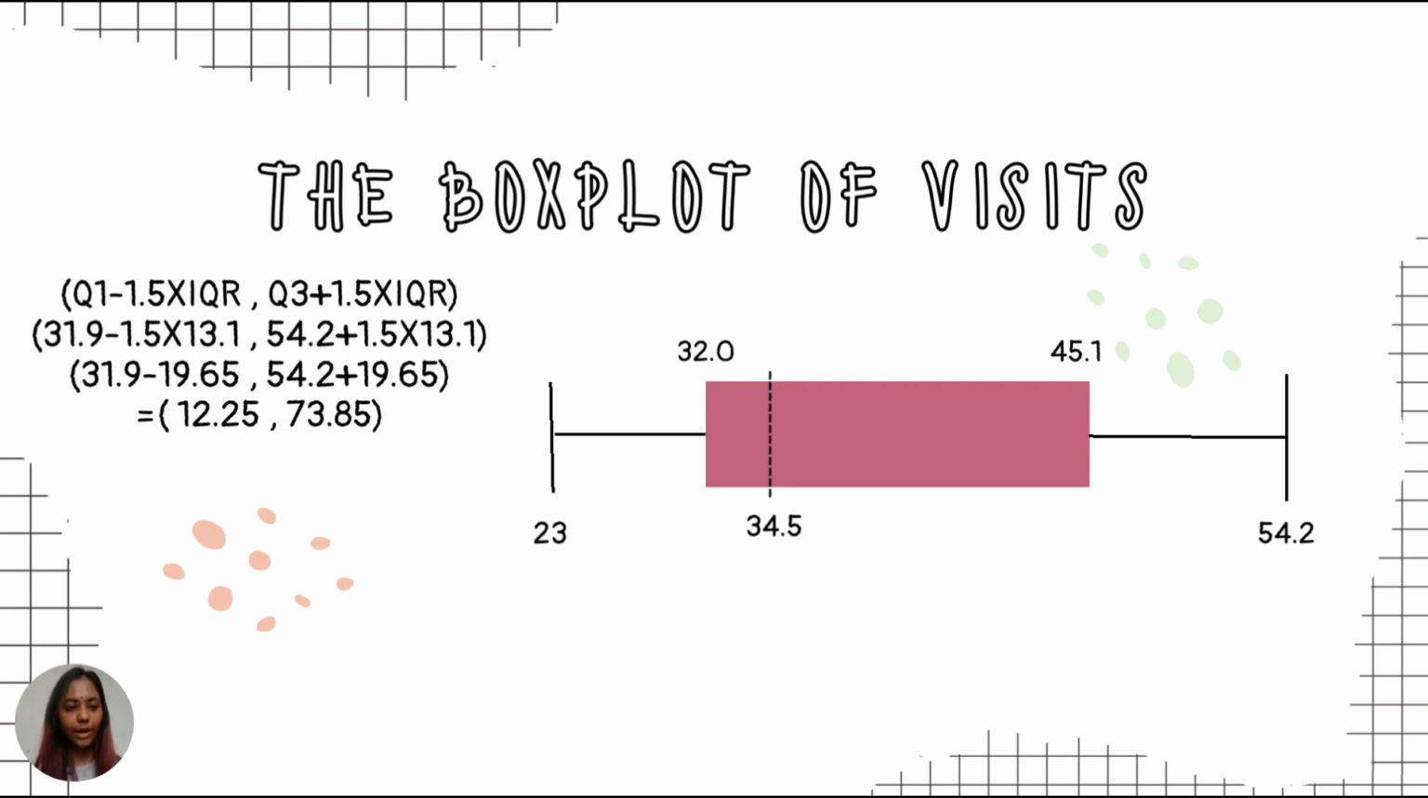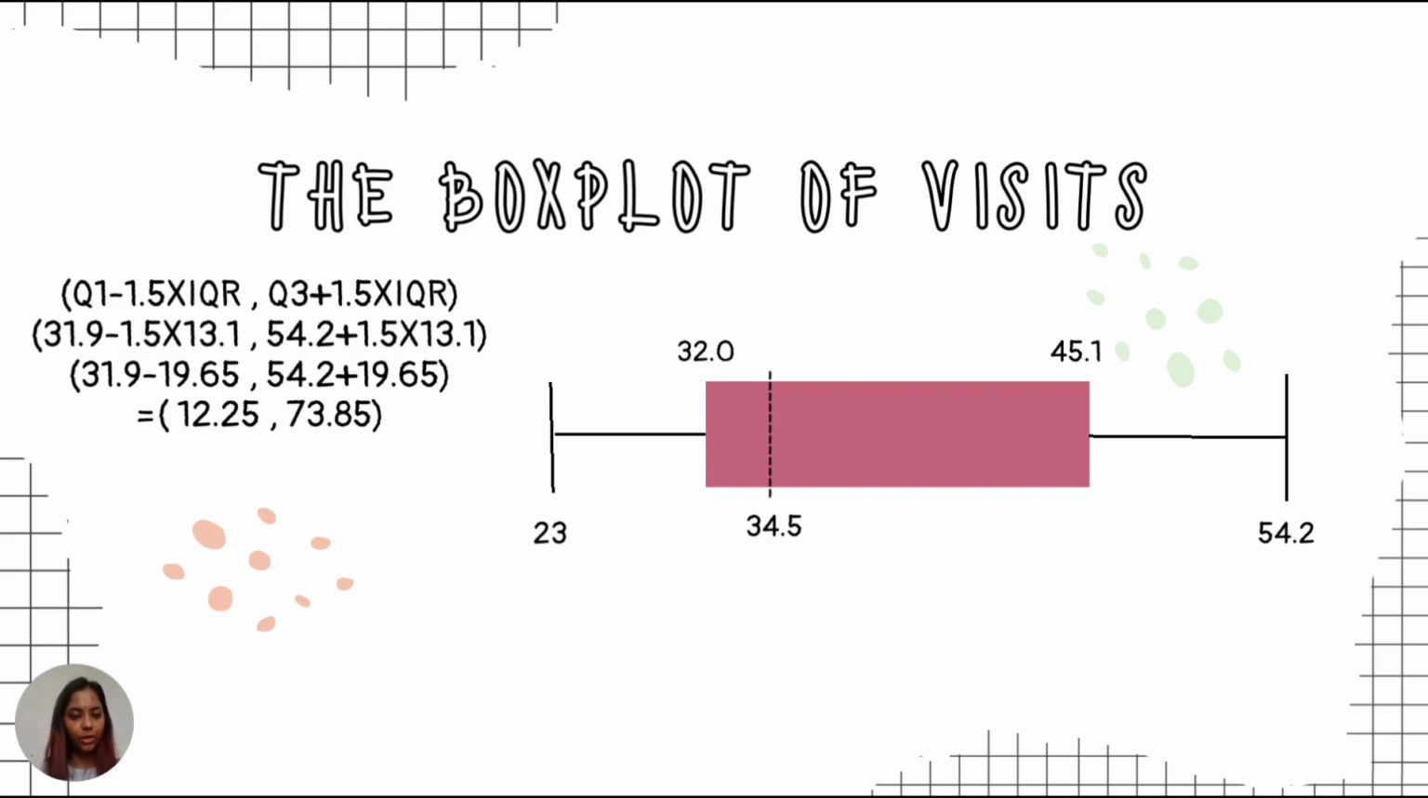So Q1 minus 1.5 times IQR and Q3 plus 1.5 times IQR. So next 31.9 minus 1.5 times 13.1, and for Q3, 54.2 plus 1.5 times 13.1. So the final answer will be 12.25 and 73.85. So the box plot here.